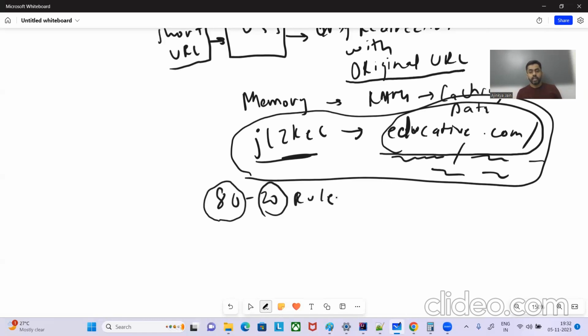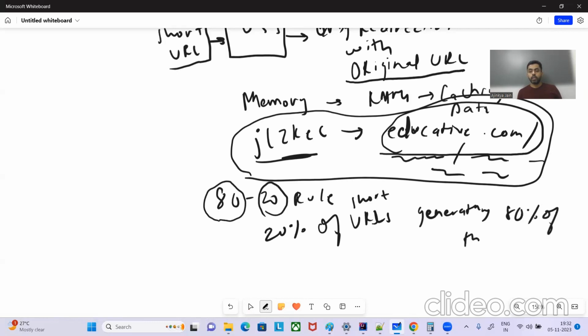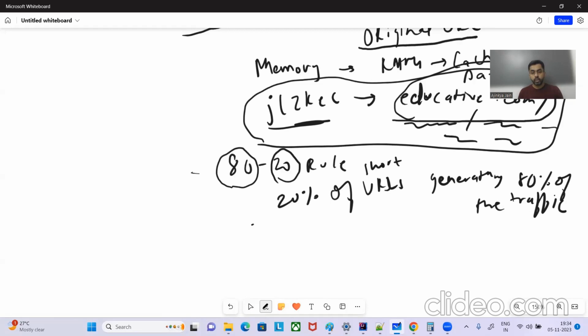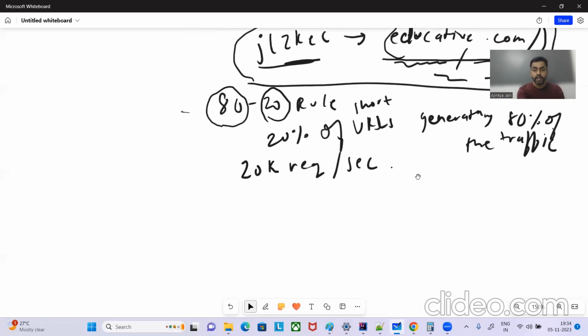So considering that 20% of the short URLs will be generating 80% of the traffic, we'll be getting 20K read requests per second. Now what we want to do is cache per day's data.